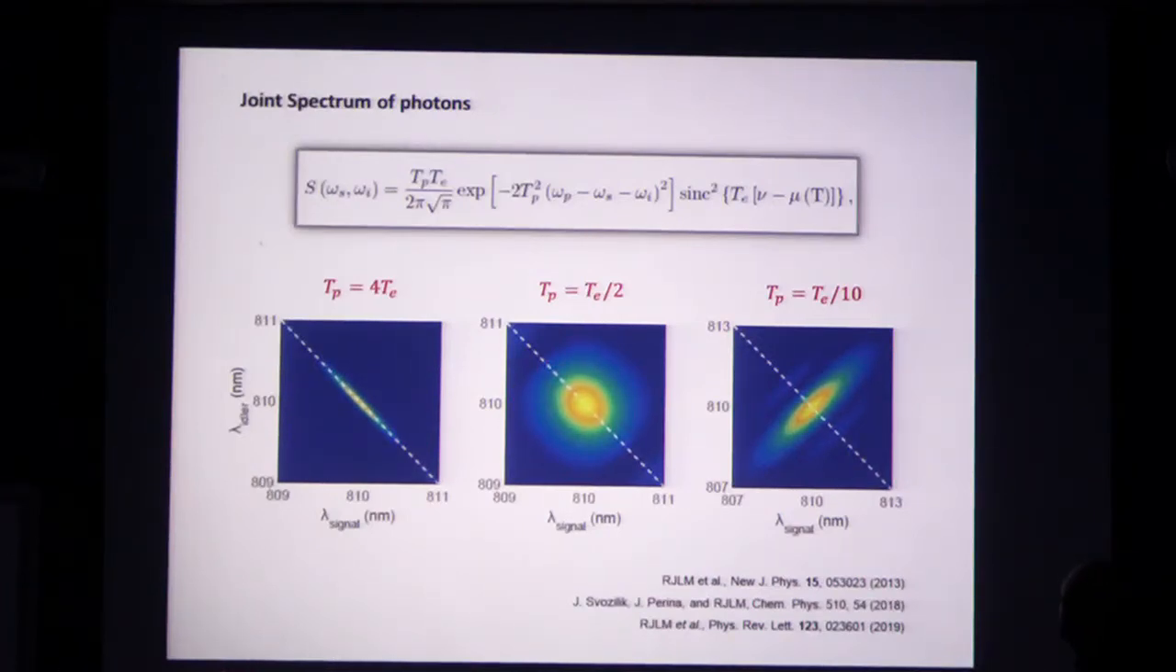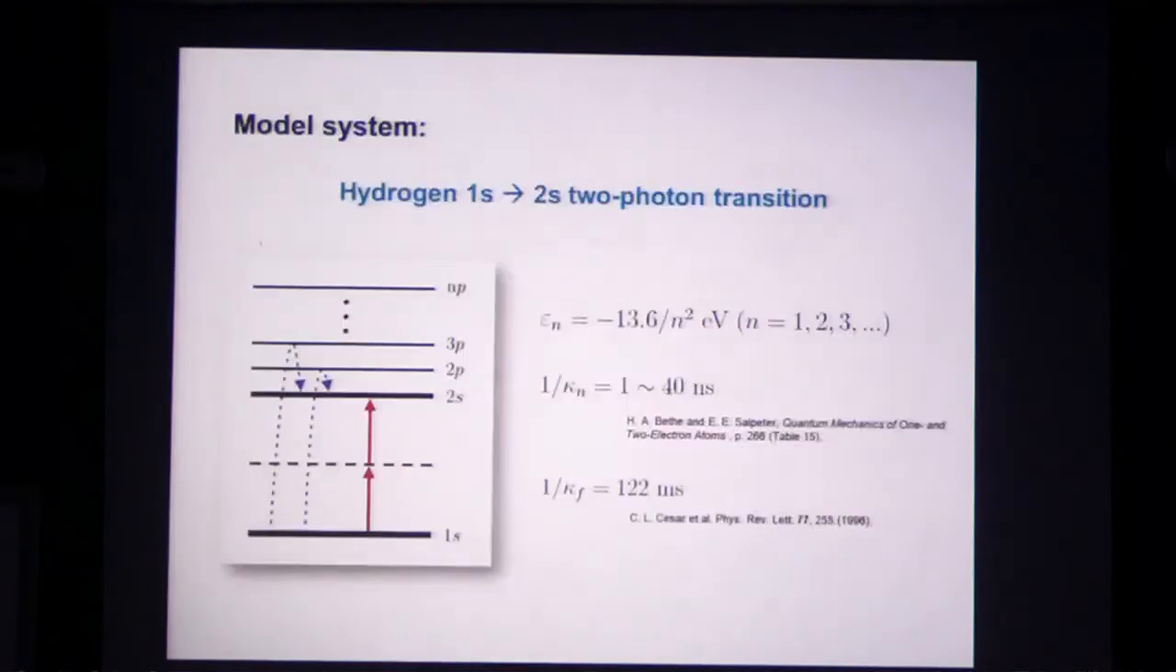So now that we know what the source is, let's look at a very simple but also interesting example, which is the transition from 1s to 2s in atomic hydrogen. This transition is interesting because we cannot go with a single photon because of selection rules. So we can excite it with two photons, and the transition goes through the P states. The question is if we can get information about these levels with these two photons.